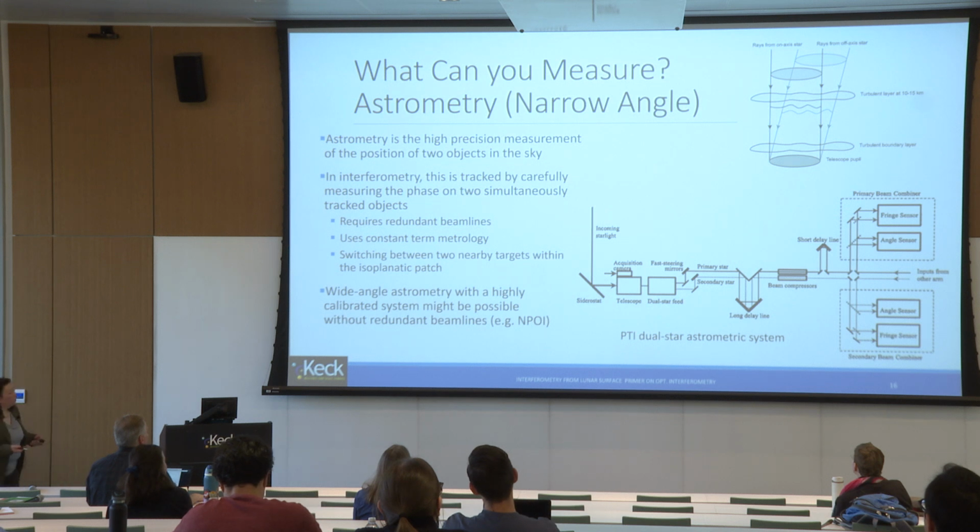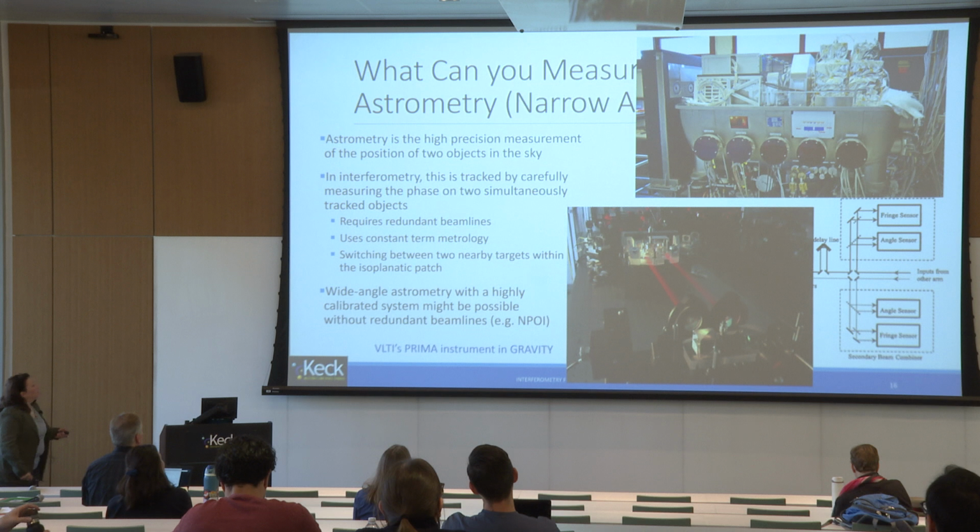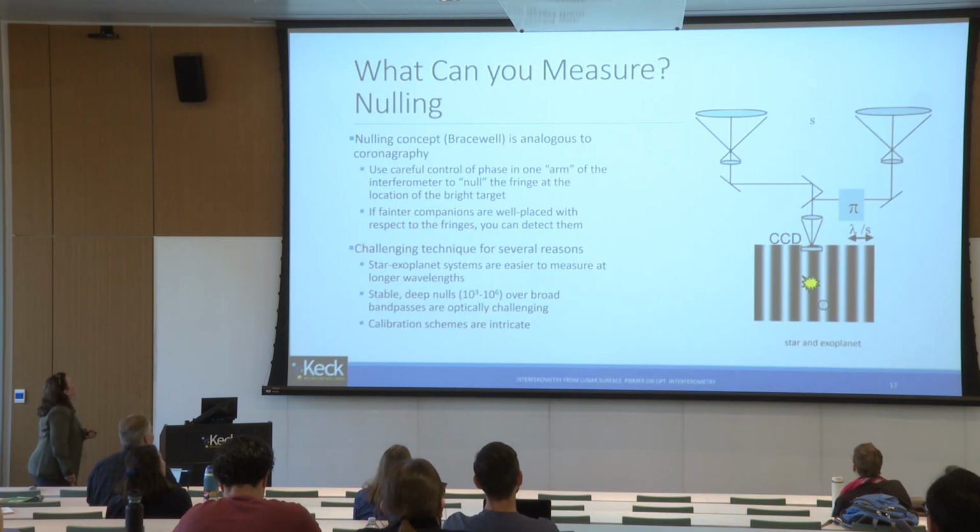Wide-angle astrometry with a highly calibrated system might be possible without doing these redundant baselines. This is what NPOI was working on for many years. And there are different tricks for that. So these are just some examples of the VLTI PRIMA instruments so that you don't just see cartoon drawings, but get an actual idea of what these instruments look like.